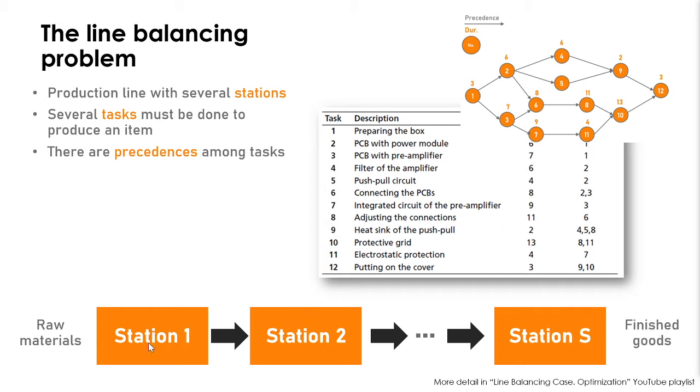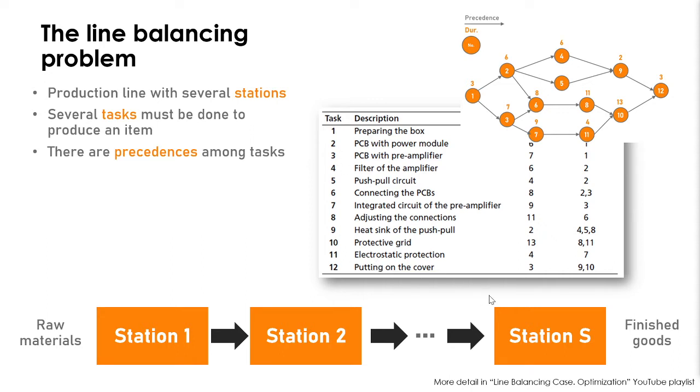So in this case, what they have right now is 4 stations, station 1, 2, 3, and 4. This S stands for station in this case. And they have to assign tasks to different stations. So for Chyp to obtain an amplifier, they have to perform all these 12 tasks.